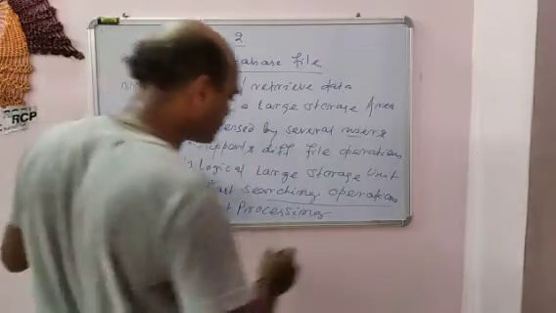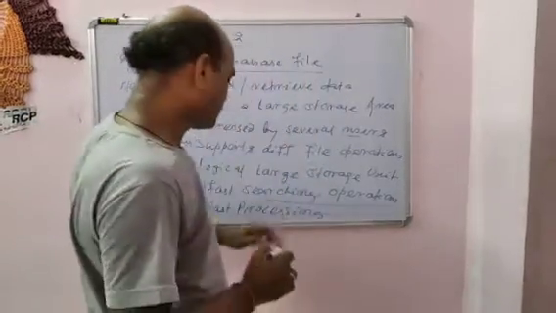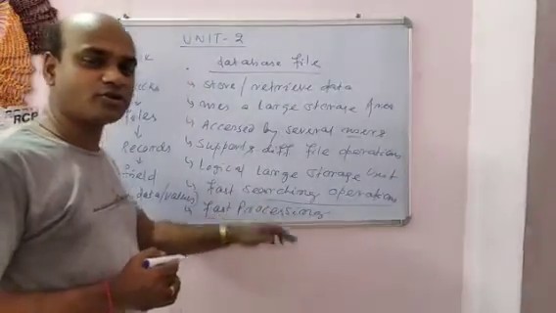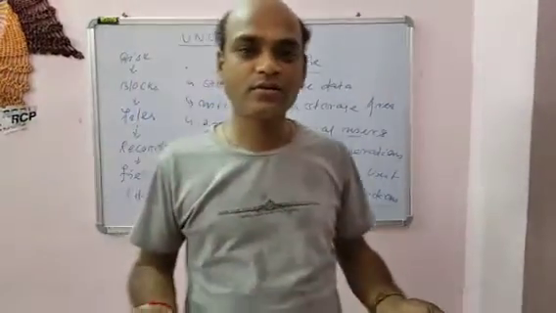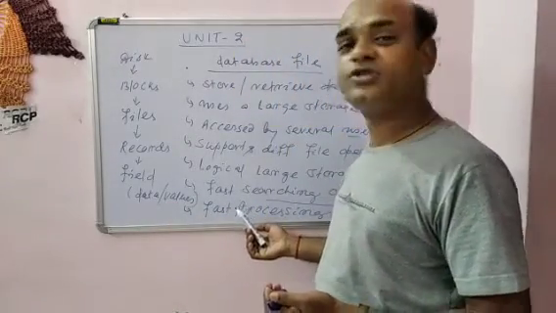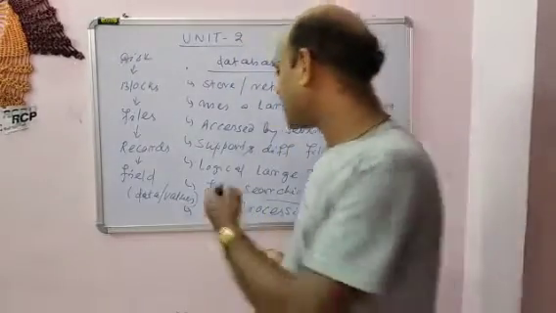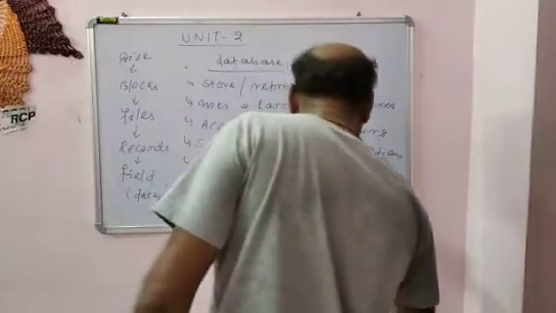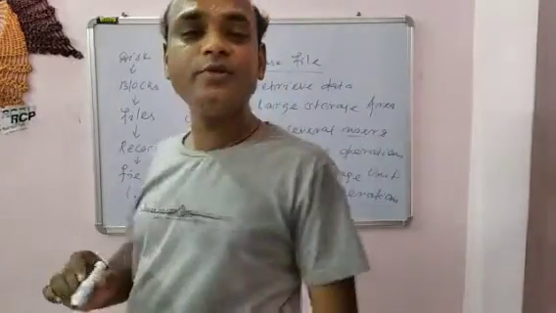Fast data processing, because computer is a data processor. So processing is very fast here. Processing is a very fast operation. The processing operations can be done. Okay, so that is why we are using this database.